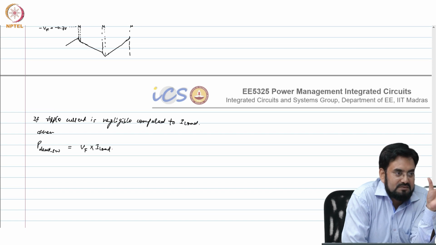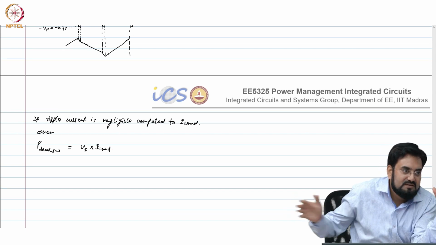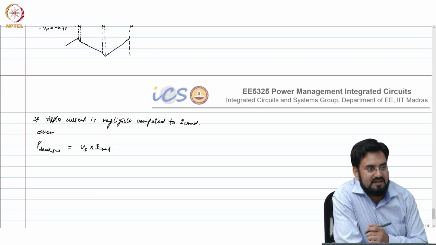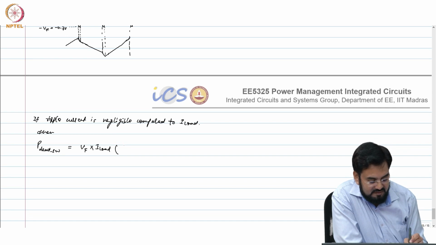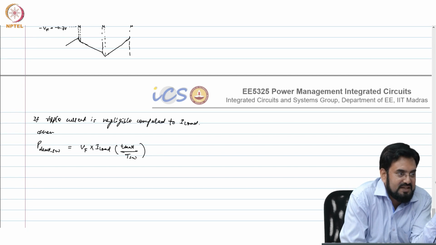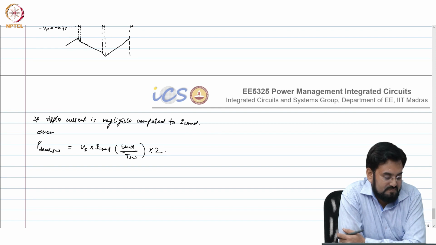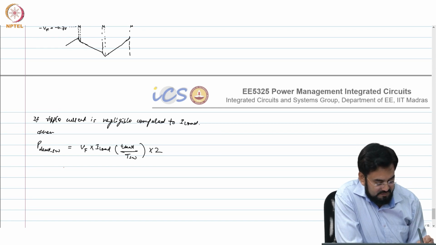And so this is your peak power, but this is not happening throughout the entire clock period. So you have to take the average of that. So this is only happening for TDED divided by TSW, and this is happening twice. It's happening at both the edges, positive and negative. So multiplied by 2. So approximately twice of VF.